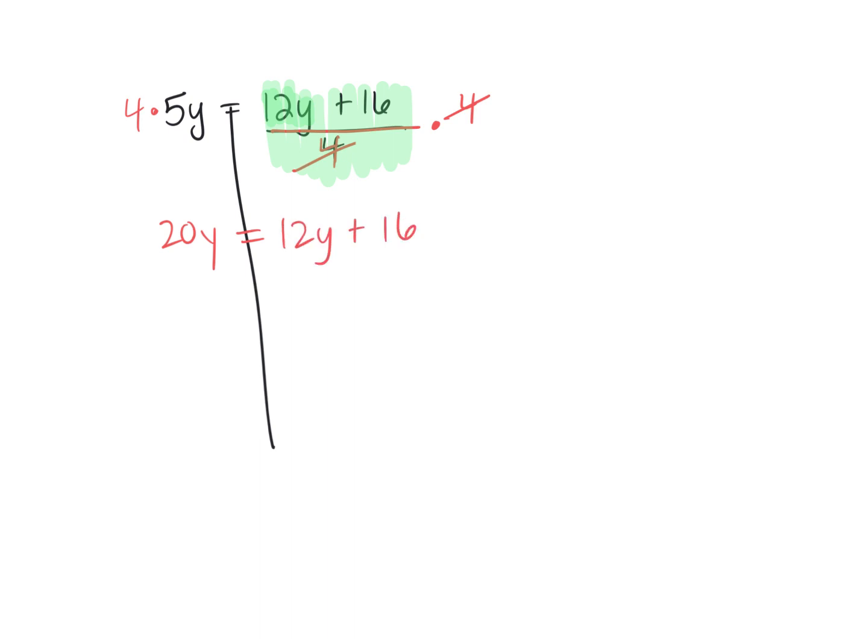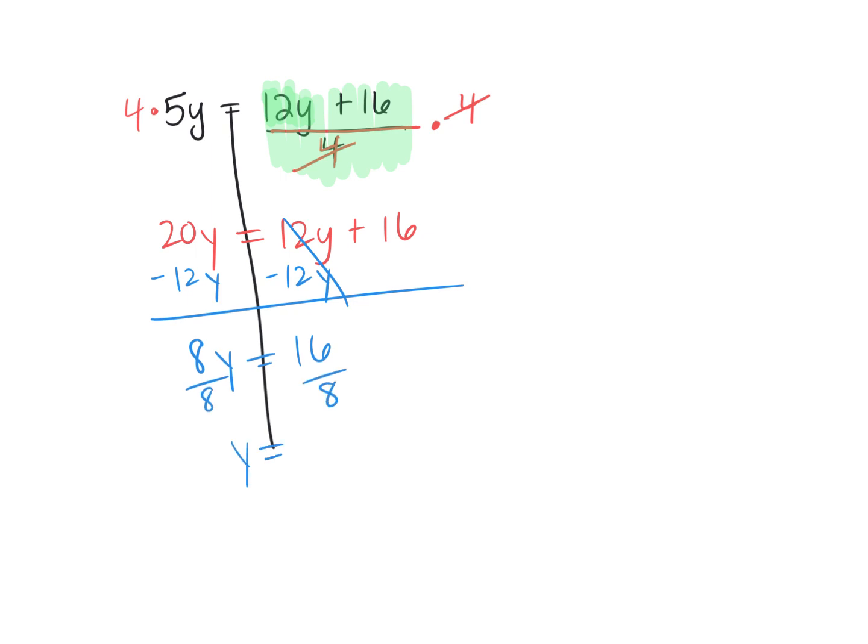All right, now I have y's on both sides, so I'm going to get rid of the smaller one. I'm going to subtract 12y from both sides, keep it balanced. I end up with 8y equals 16, and then you guys know from here, divide by 8 on both sides, I get y equals 2.